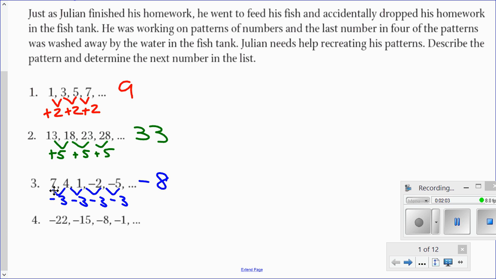Are we subtracting 7? There you go. We're going to add 7 each time. So what would our last number be? Constant.